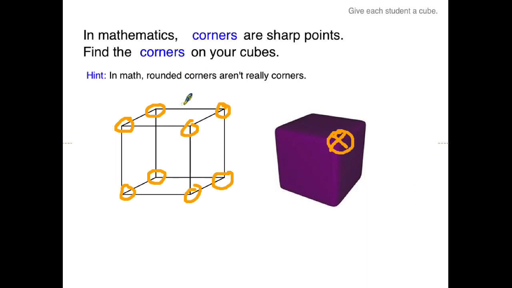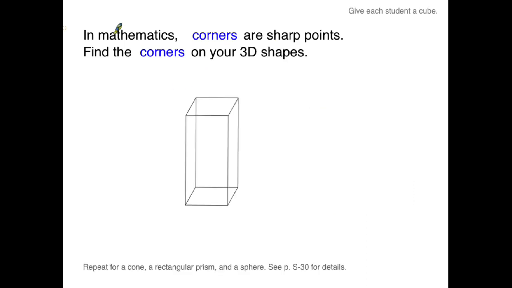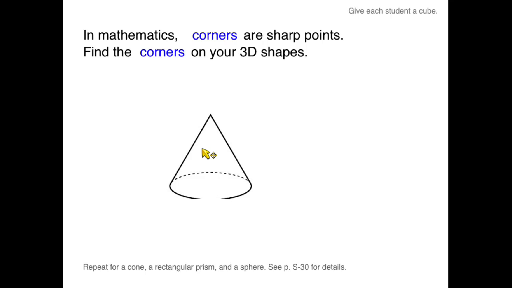So we're looking at actual cubes here. So if we're looking at our rectangular prism, we can see, I'm just going to get a highlighter. Here's a corner, here, here, here, here, here, and here. So we have 4 and 4, 8 altogether. Does a cone have a corner? Any sharp points? Yep, right up here, only one.